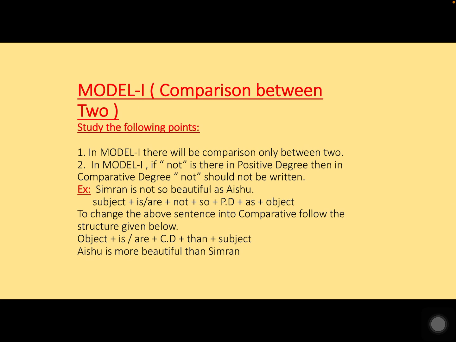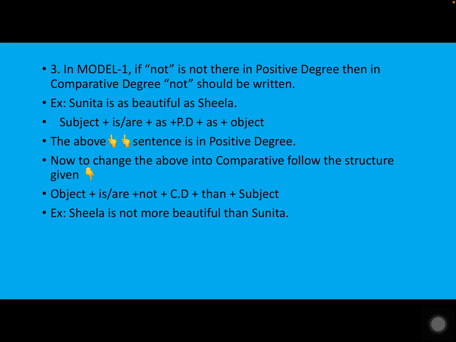Simran is the subject. So the object comes first, and the subject goes last. This is how you change a positive degree sentence to comparative form when not is there in the positive degree. Now when not is not there in the positive degree, then what do we do? Then in the comparative degree, not should be written. We have to add not before the comparative degree form.